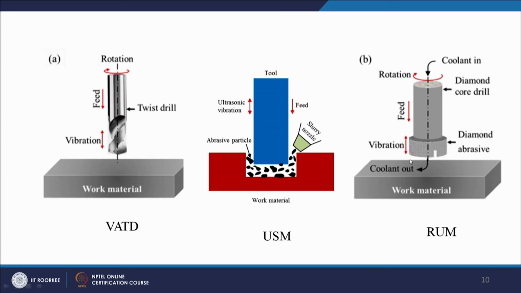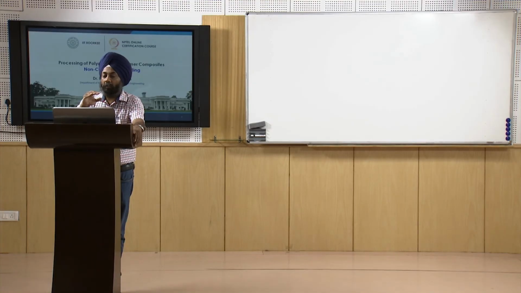This is the axis of the tool. This is the vibration. So the difference between vibration assisted twist drilling and ultrasonic machining is that in ultrasonic machining there is no rotation, only ultrasonic vibration. In case of vibration assisted drilling, there is a rotation also, and here in rotary ultrasonic machining there is a combination of rotation and the vibration, and then the tool does not come in direct contact with the workpiece, but it just impinges the workpiece with the help of slurry particles.